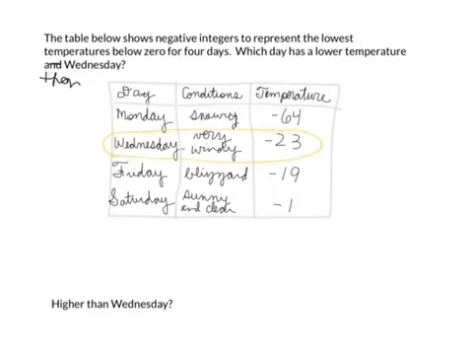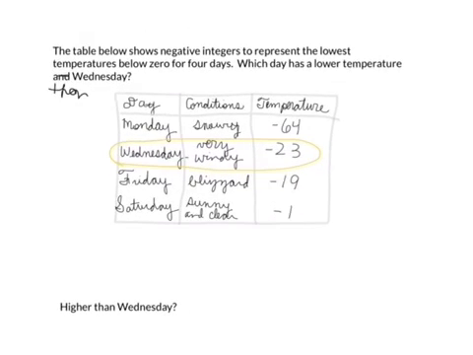Let's look at the table first though. First thing I have is day. So we have our day of the week right here. Then we have conditions. Now the conditions, snowy, very windy, blizzard, sunny and clear, have nothing to do with the problem. It's extra information. And then we have temperature. So on Wednesday it was very windy, but that we don't need to know, and it was negative 23.